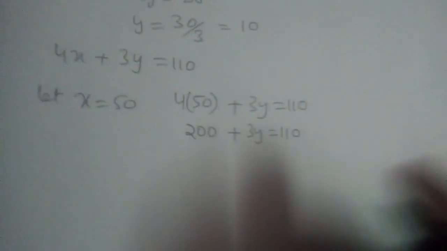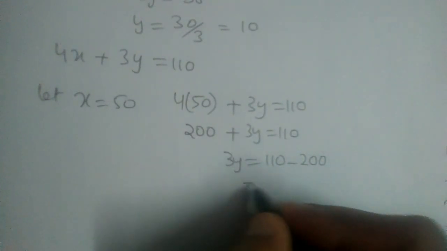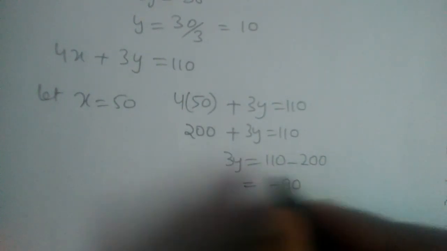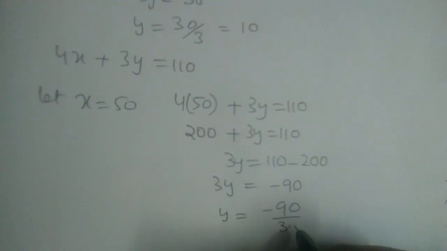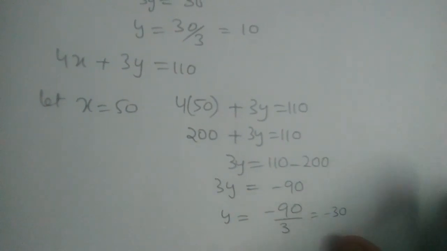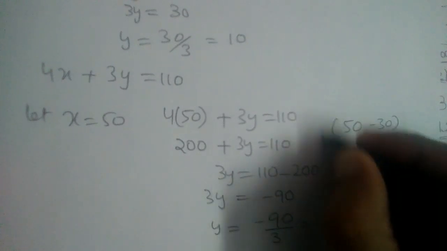All right, so 3y will be equal to 110 minus 200. 110 minus 200 will give us minus 90. So y is equal to how much? Minus 90 by 3. This 3 goes on the other side, it will divide and it will be minus 30. So the next point is 50 comma minus 30.